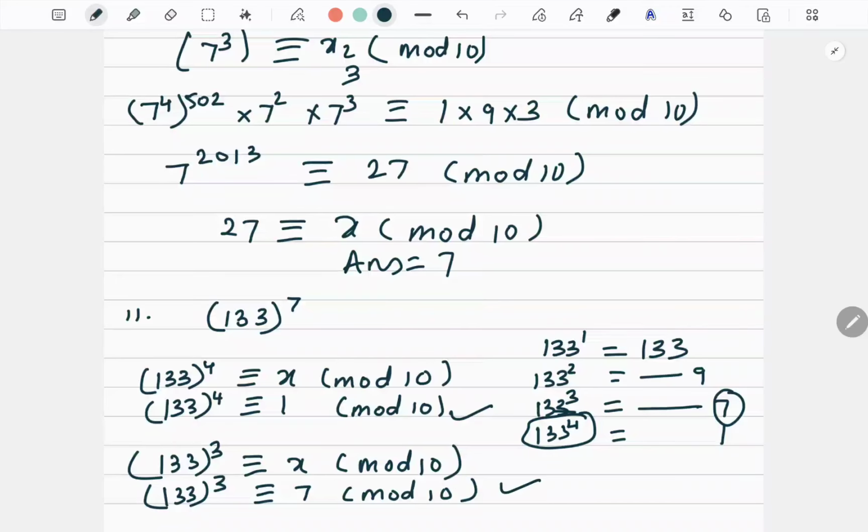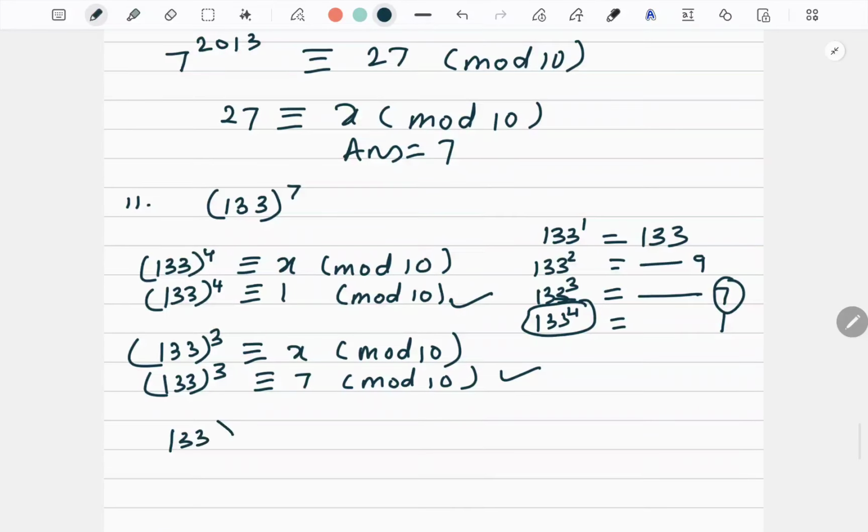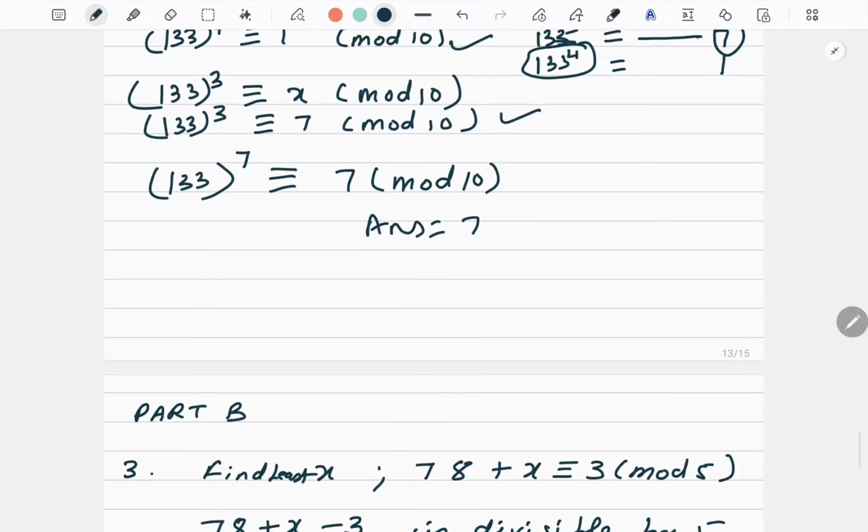Multiply this and this. So 133 power 4 plus 3 is 7, congruent 7 ones are 7, 7 mod 10. So your answer is equal to 7. Easy? So it's a very simple concept. You should only be very clear about the concept.